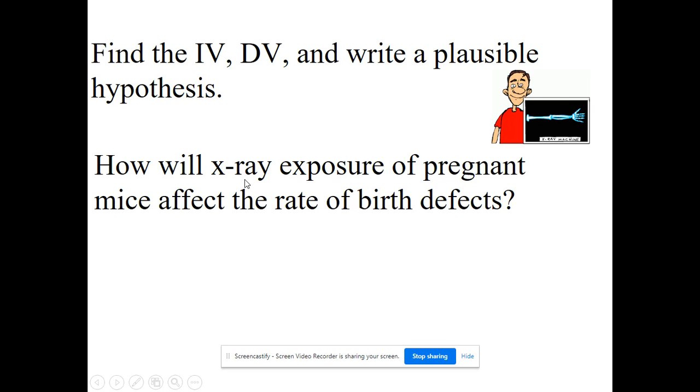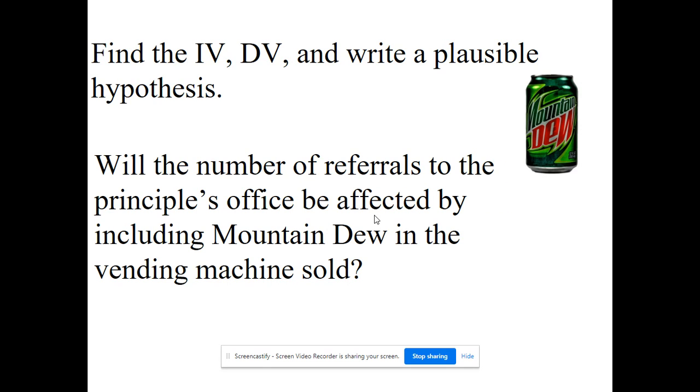So X-ray is our cause, and the cause is which one? The cause is the independent variable. So our independent variable is X-ray exposure, and the dependent variable is the rate of birth defects. If we want to put that into a hypothesis, we might say that if X-ray exposure is increased, then the rate of birth defects will also increase. That is a possible explanation or hypothesis like that.